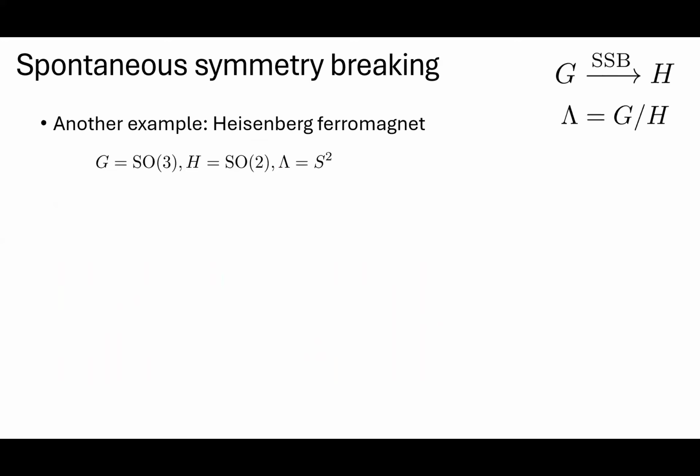Now, of course there are other famous examples, like the Heisenberg ferromagnet, where the spins can point in any direction. So you have an SO(3) spin rotation symmetry, and then the spins choose a particular direction to point in. That breaks the symmetry spontaneously down to SO(2), because you can still do a rotation about the axis of the spin. And so the order parameter space is the quotient SO(3) mod SO(2), which is the same as the 2-sphere. The ground states basically correspond to which direction of the spin you've chosen, which lives on the 2-sphere.